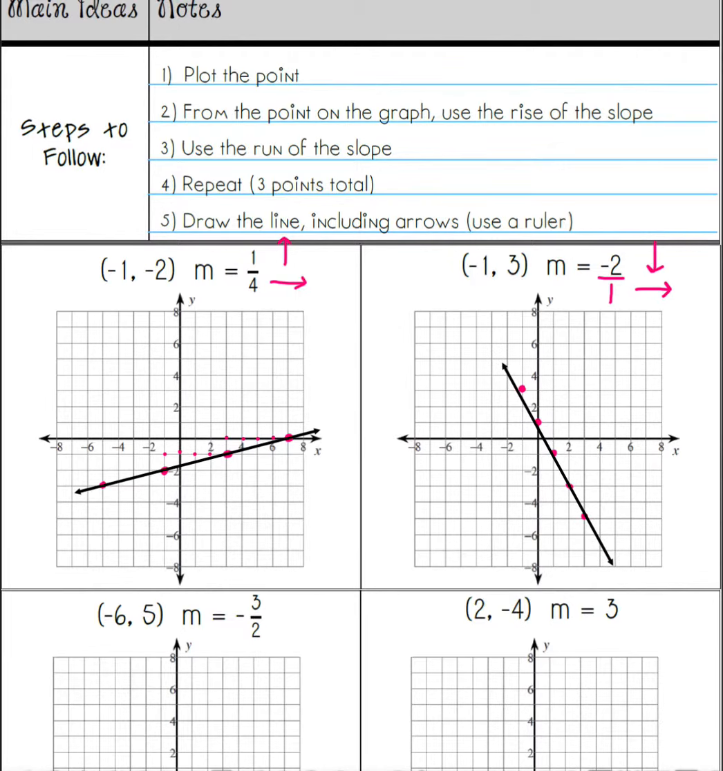And I will straighten my line out a little bit. It's a little crooked, or not going through the points, I guess. And so there is my line given that point and slope.